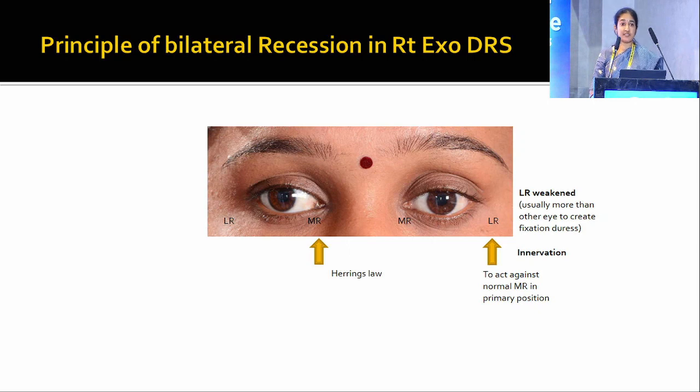So DRS is innervational. Here we're playing with the nerves. According to Hering's law, the other eye MR is going to get more innervation and the other eye LR is going to get less innervation. What this also helps with is not just correcting the XT, but it also will prevent an LR contracture and a recurrence of XT. And this is why we also do it asymmetric. In the Duane's eye, already there's an abduction limitation, so we cannot do too much of an LR recession here.